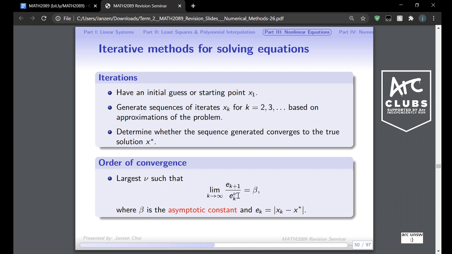So the order of convergence of a method is the largest value v such that the limit of this fraction is constant, where beta, the constant, is the asymptotic constant. And the error e_k is given by this expression, which is basically just the absolute value of the actual value and the approximated value. Oh, sorry, the other way around. So this is the approximated and this is the actual value.